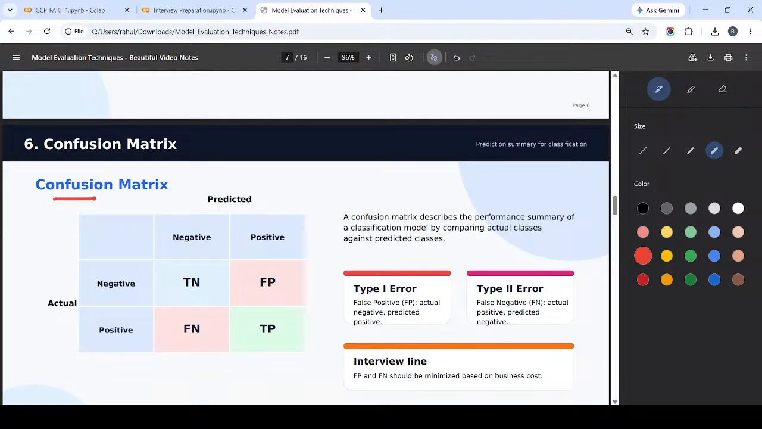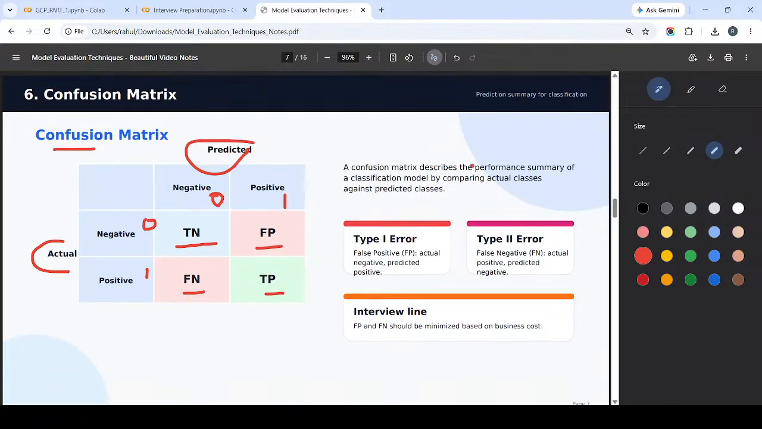Then comes the confusion matrix. It has actual and predicted values, negative as 0 and positive as 1. Here we have true negative, false positive, false negative and true positive. So the confusion matrix describes the performance summary of a classification model by comparing actual classes against predicted classes.